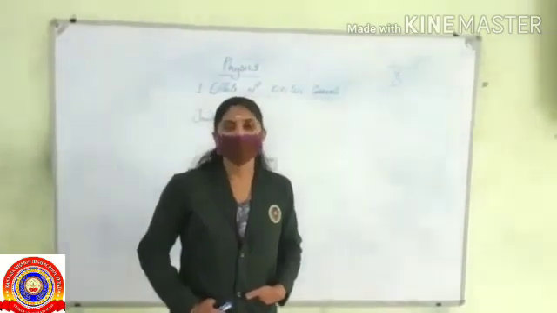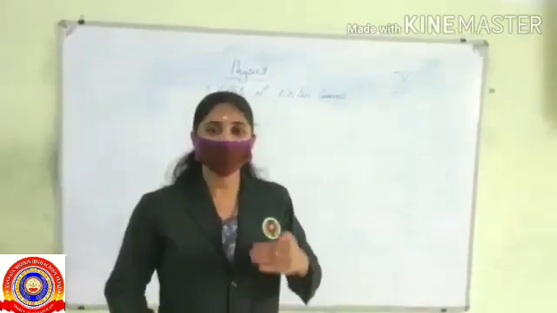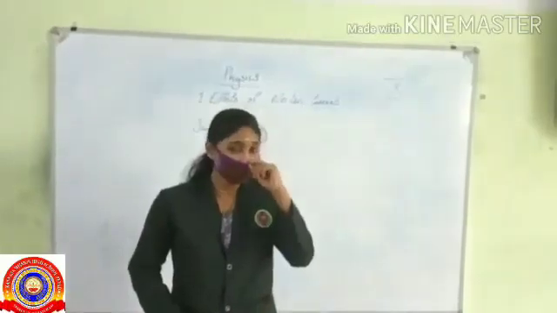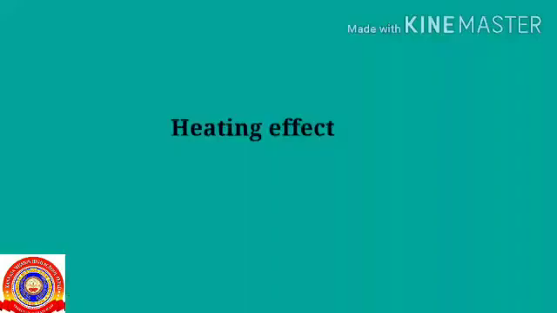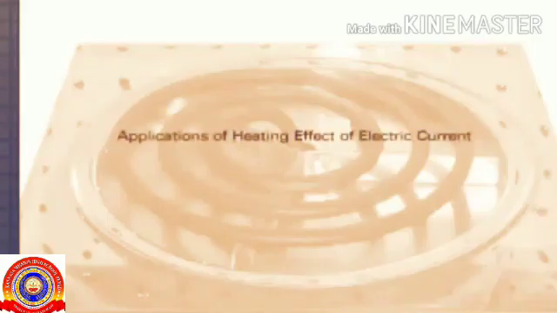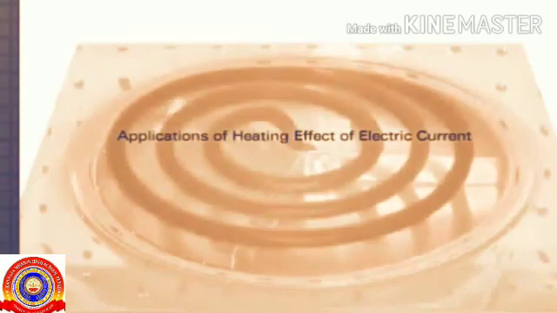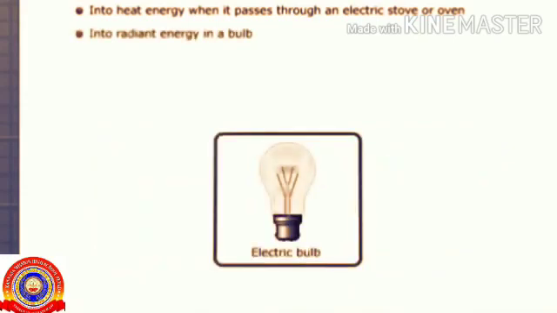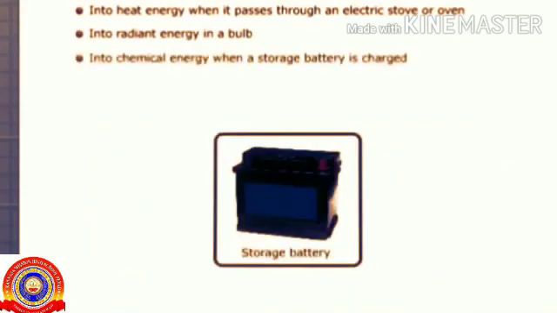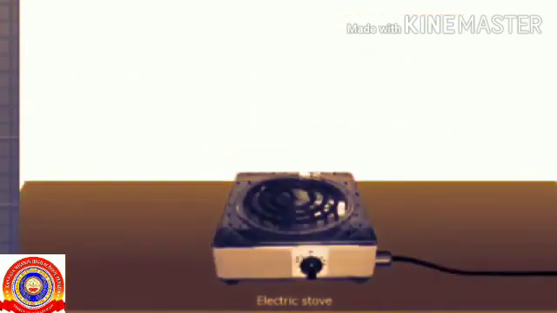In the previous classes, we already learned some of the important topics of our first chapter, effects of electric current. And today we are going to learn another important concept, that is heating effect of electric current. So the first one, applications of heating effect of electric current. Electric current gets converted into heat energy when it passes through an electric stove or oven. It converts into radiant energy in a bulb and into chemical energy when a storage battery is charged.